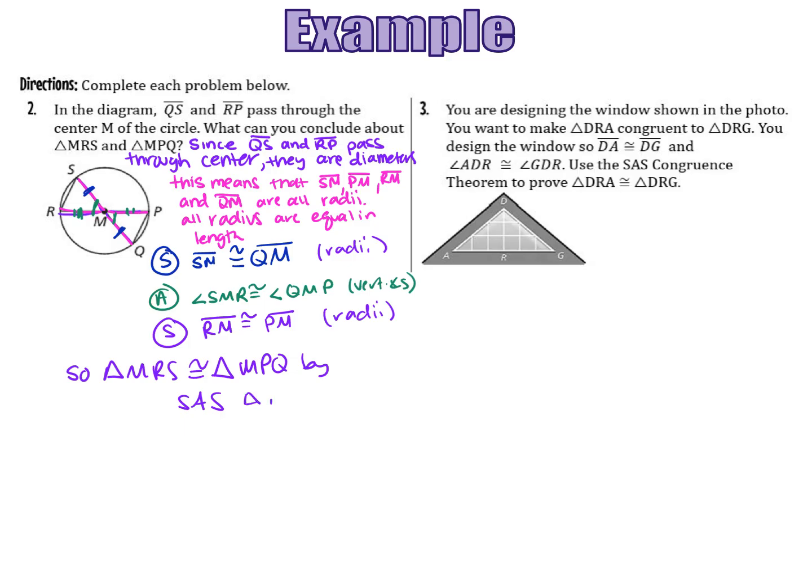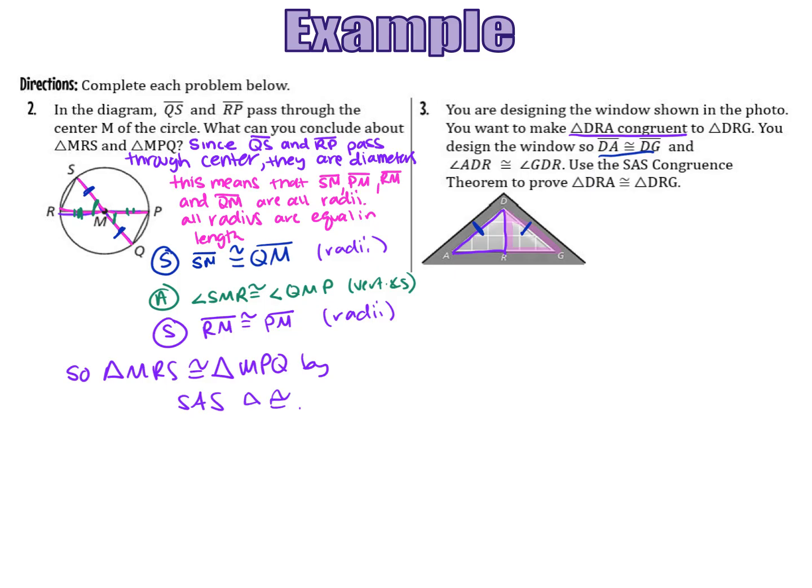All right, number 3, you are designing a window as shown in the photo. You want to make sure that triangle DRA is congruent to triangle DRG. You design the window so that DA is congruent to DG. So let's actually add that to our picture. DA is congruent to DG.